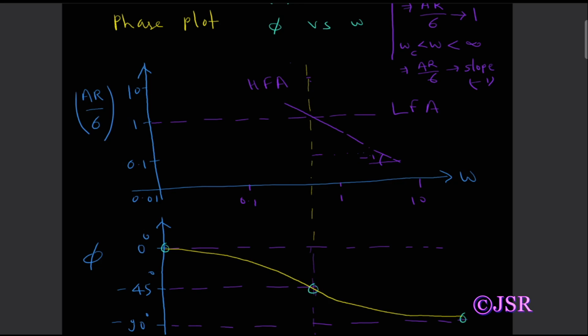And when omega tends to 0 we have AR/6 equal to 1, and when omega is equal to omega c we have AR/6 equal to 0.707, and when omega tends to infinity we have AR/6 equal to 0. So this way we can plot the gain plot.